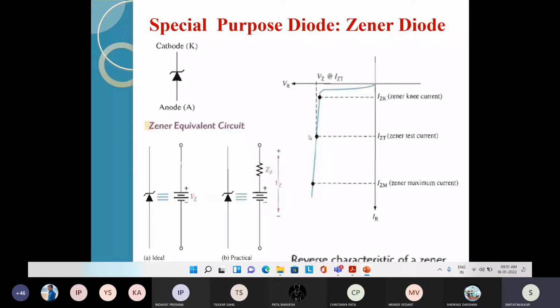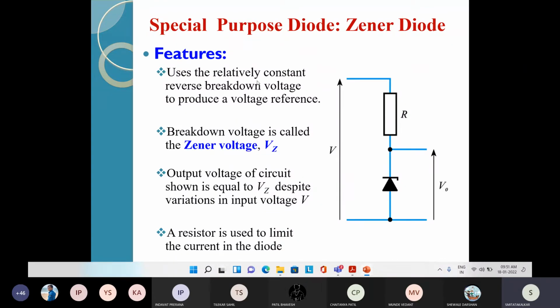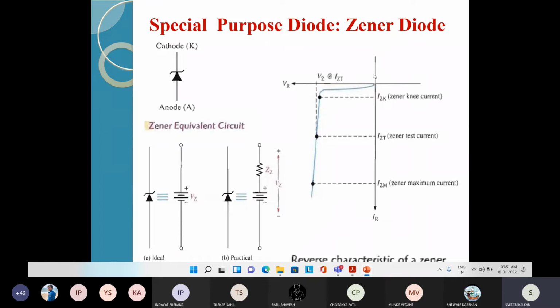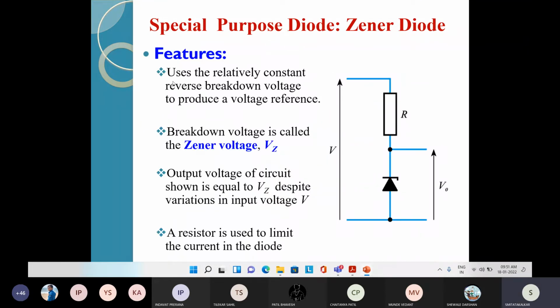Here, practically, this is the diagram of the Zener: cathode positive, anode negative, and it requires the Z. Then how to find the Zener test current, maximum current, or the knee current? You can see here. It uses a relatively constant reverse breakdown voltage. This is the constant breakdown voltage after the current increases. It produces a voltage reference. That point is known as the breakdown voltage, called the Zener voltage. The output voltage of the circuit is shown as VZ, despite variation in the input voltage. And the resistor is used to limit the current in the diode.